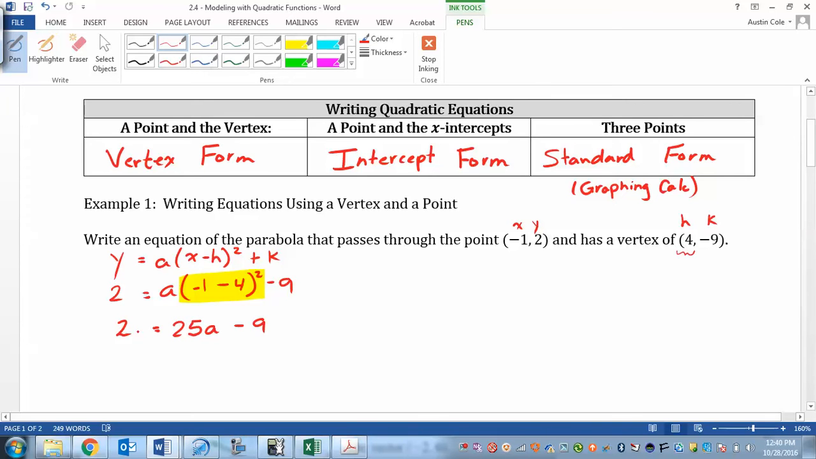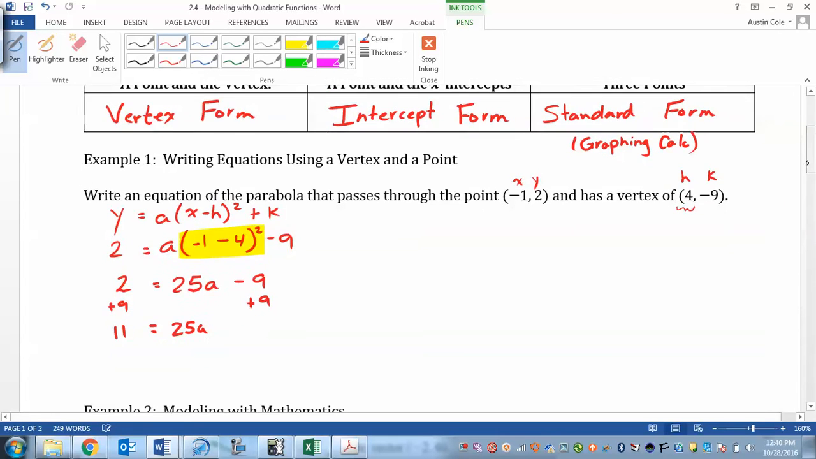Can't I solve for a here? I'm going to add 9 to both sides and get 11 equals 25a. And then I'm going to divide both sides by 25. And our a value equals 11/25. Now, if you wanted to, you could surely write that as a decimal. I think that's 0.44. You could write it that way as well.